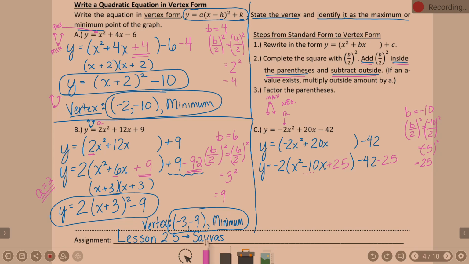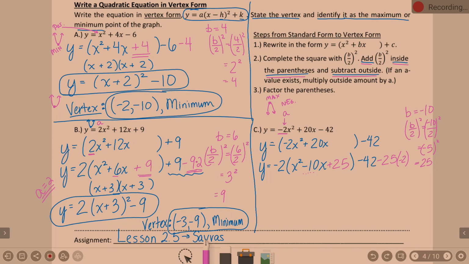What do you need to check? Was there an a value? Yeah, there was an a value, wasn't there? a is negative 2, so you're going to multiply by negative 2. Okay? Step 2. Did we complete the square? Yes. So don't forget to multiply by that a value.